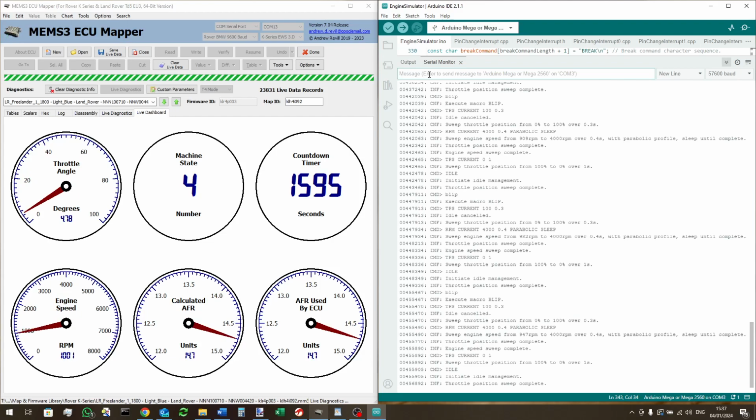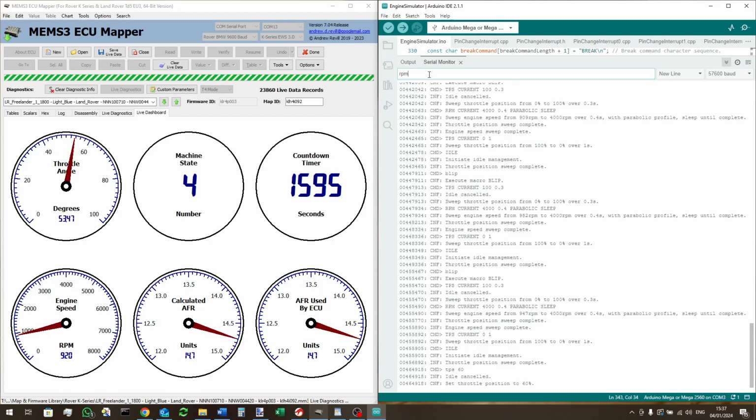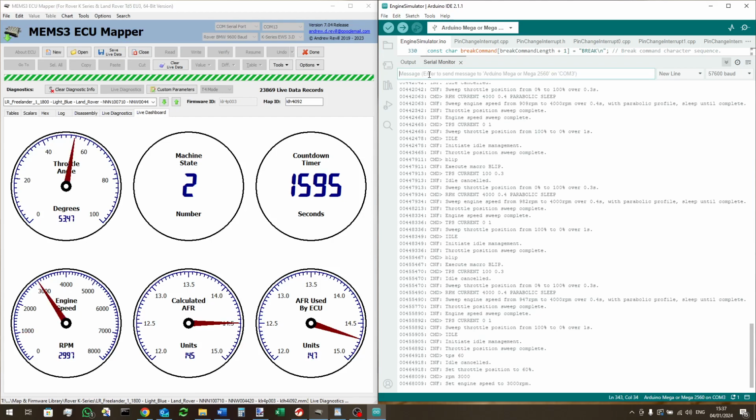And if I take this up to, say, a bit more throttle and put the RPM to 3000, so that puts it right in the band where it's blocking the enrichment. And you can see now that it's in machine state 2 and the countdown timer is ticking down from the 1600. When that timer reaches 0, it will stop blocking the enrichment, and you'll find that the AFR used by the ECU follows the calculated AFR.